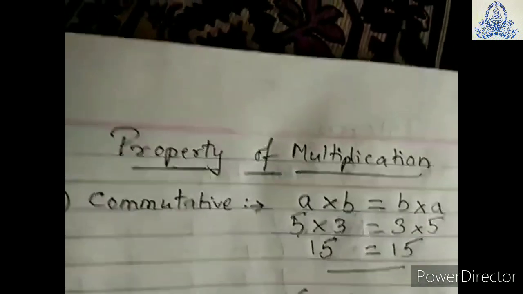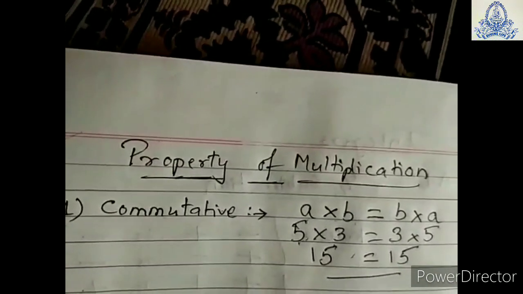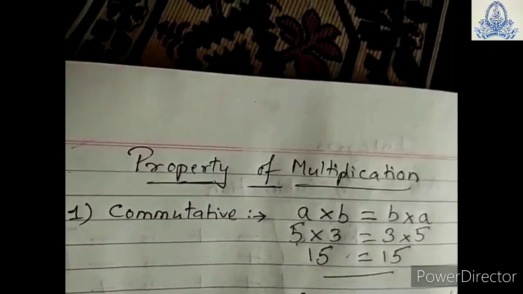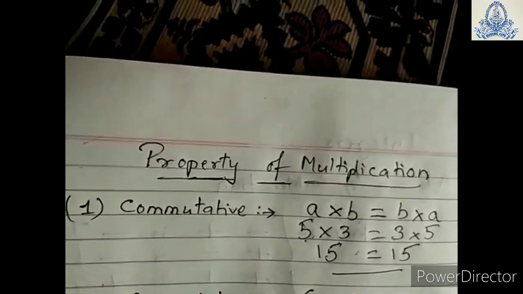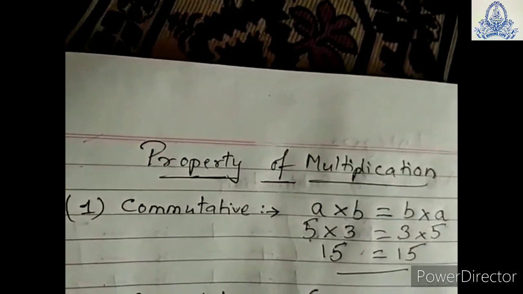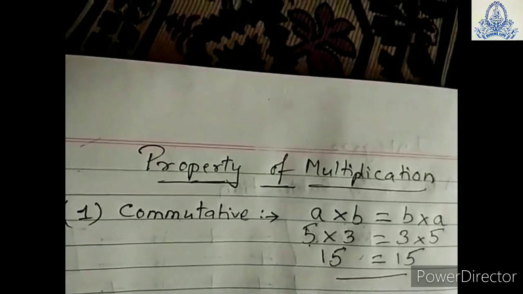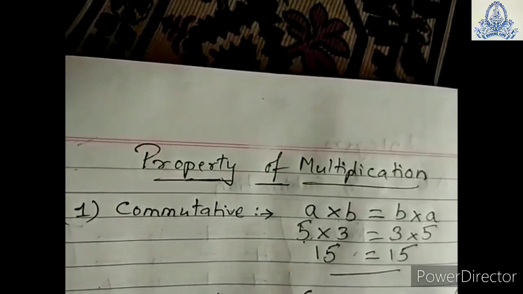So this property is known as the commutative property of multiplication, where A multiplied by B is always equal to B multiplied by A. On both sides we will get the same answer, whether we do A multiplied by B or B multiplied by A.